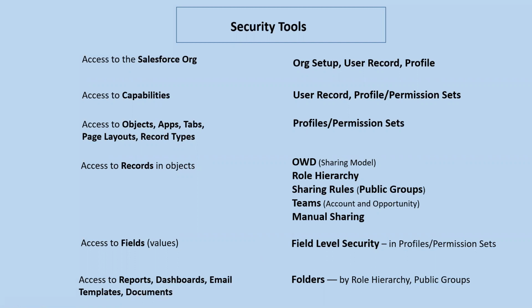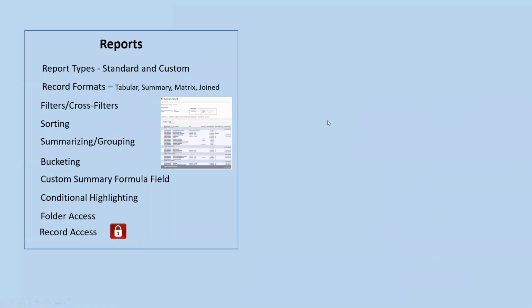And now we can move on to reports. There are custom and standard report types. The report type enforces the objects and object relationships and filtering that's already done when you choose an underlying report type for any report. There are 4 report formats: tabular, summary, matrix, and joined.